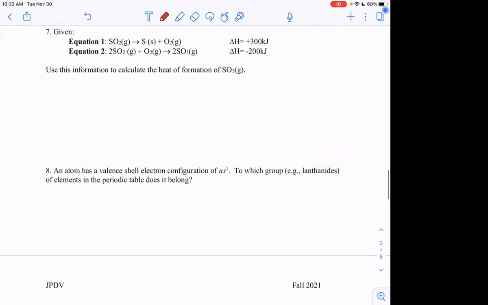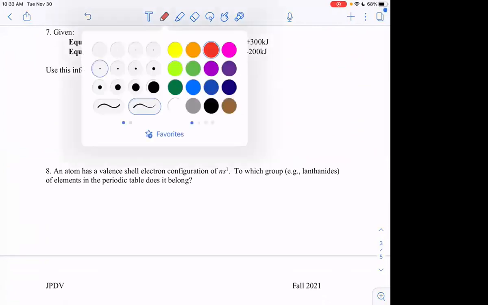Okay, let's take a look at 7. Given, this is a really good question. I like this because it requires you to know several things. Use this information to calculate the heat of formation.